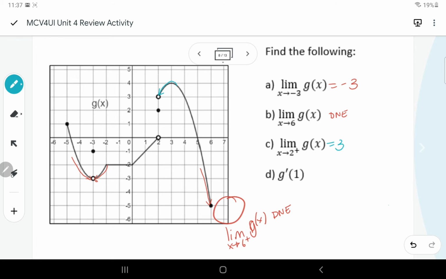And then the last one's kind of interesting. What's the derivative of the function at x equals 1? Remember that the derivative is the slope of the tangent. So around that point, it's a linear function. What's the slope of that line? The slope of that line is 1. So for D, slope of the tangent.